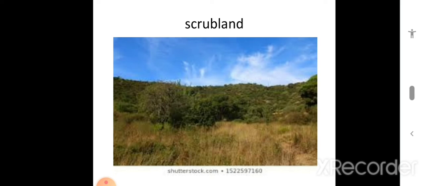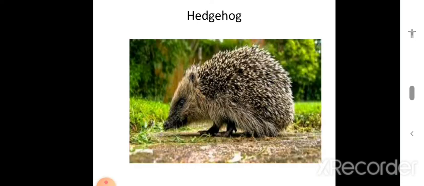Date palm, acacia, and cactus. These are some important plant types which we can see in the tropical thorn forest. The animal life which we can see in this scrubland is camels, vultures, moles, pigeons, hedgehog, lizard, snakes. These are the different types of animals which we can see in this tropical thorn forest.